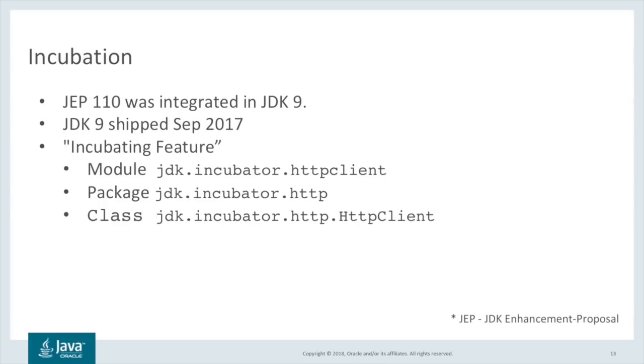JEP 110 was integrated in JDK 9, and JDK 9 shipped in September 2017. As you will know, Java 9 brought a large language change in the form of the module system, and the Java runtime image is comprised of a set of modules. Alongside the module system, a new concept of incubating features was added. We'll take a deeper look at incubating features in a moment, but for now, all we need to know is that the HTTP client was added in JDK 9 as an incubating feature. A new incubator module named jdk.incubator.httpclient was added. That module exports a single package, jdk.incubator.http, that contains the complete HTTP API.